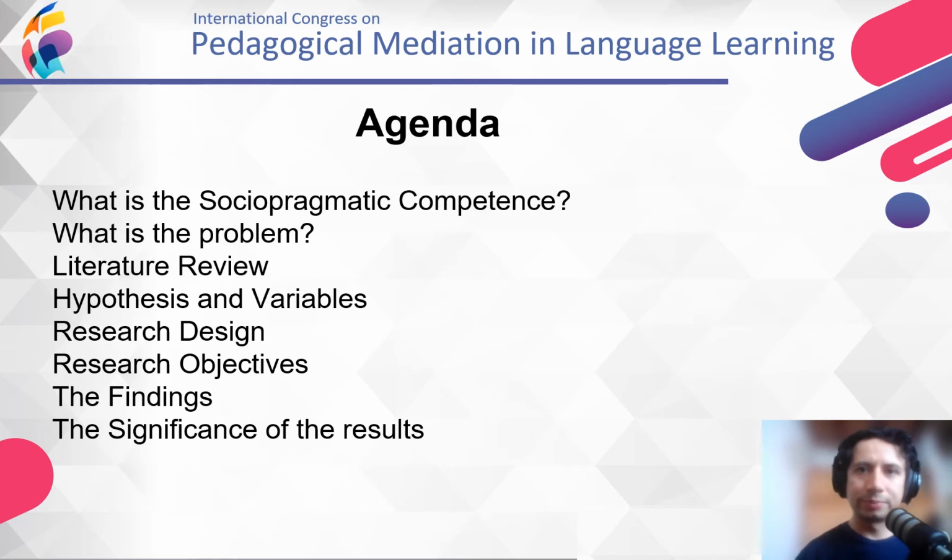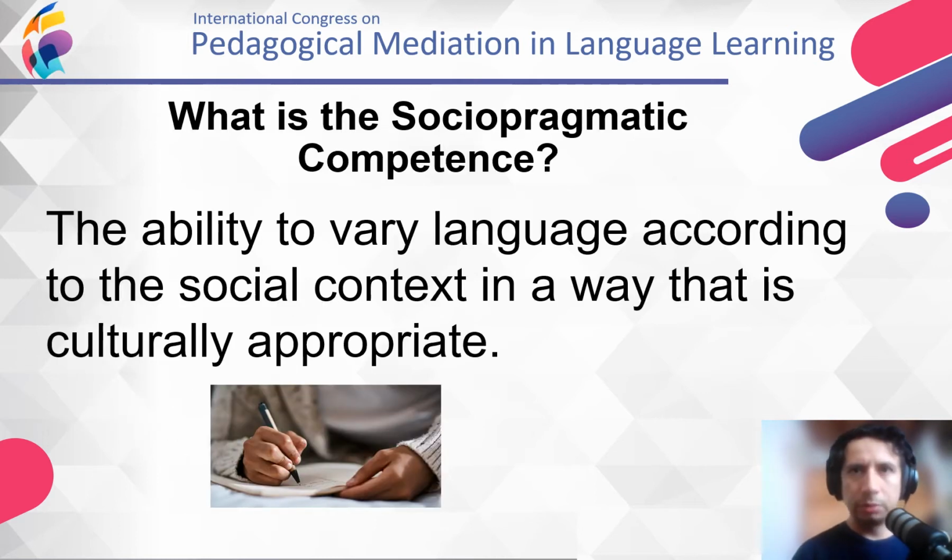All right. The first question that we should ask if we really want to understand this research is: what is the sociopragmatic competence? So the sociopragmatic competence is just the ability to vary language according to the social context that is culturally appropriate between the speaker and the listener.